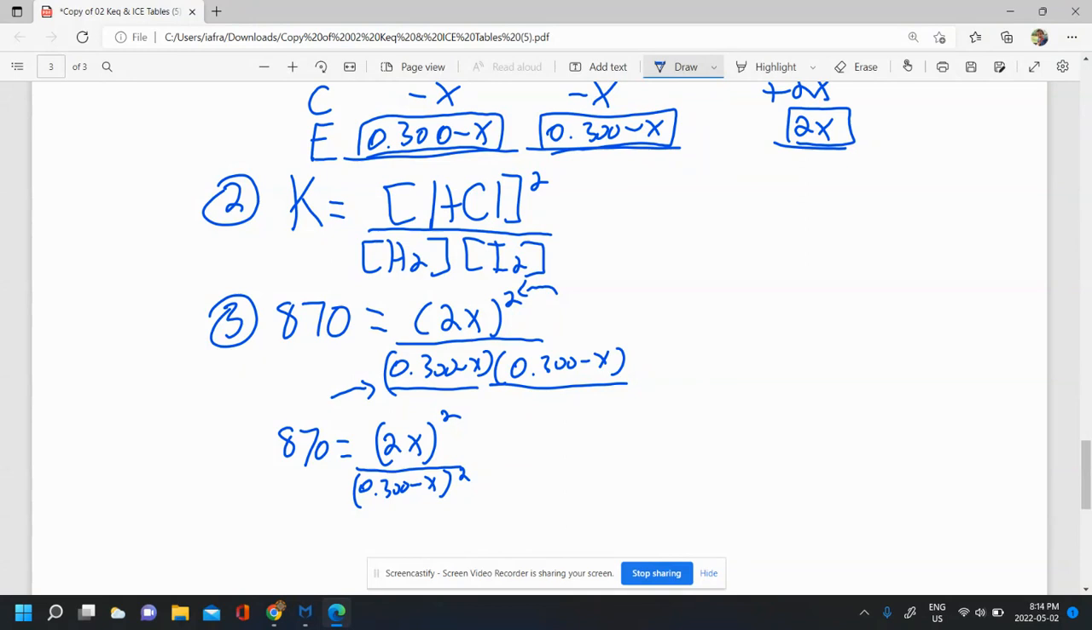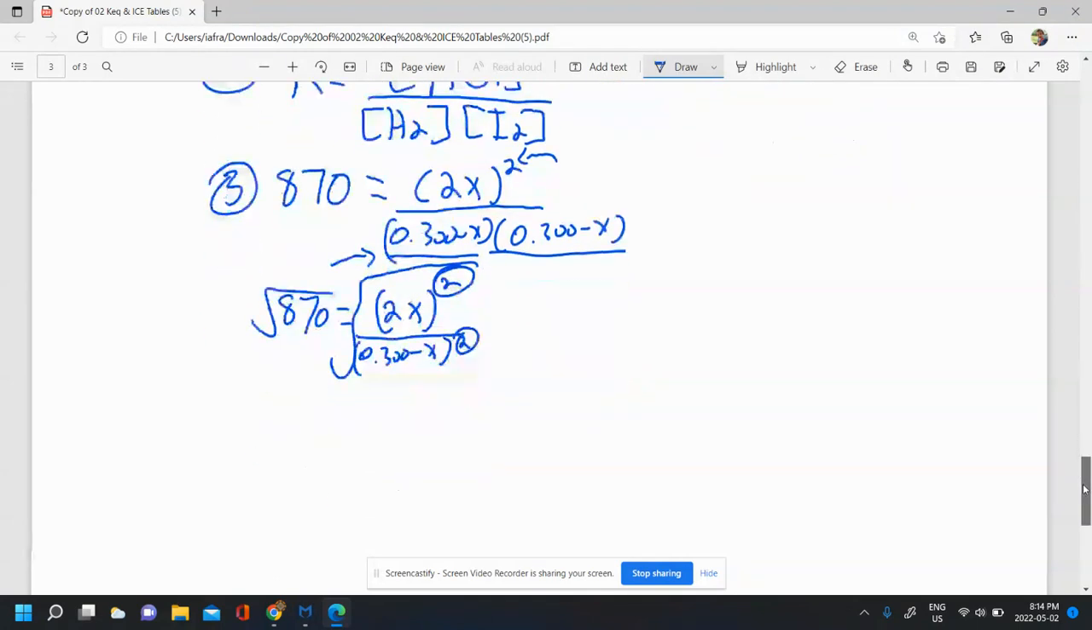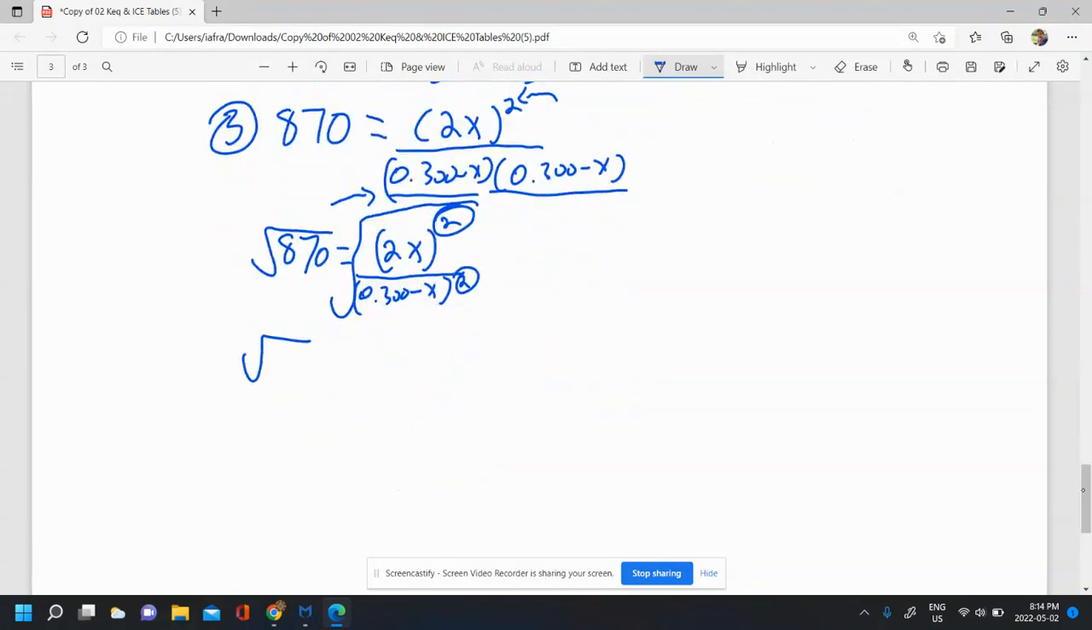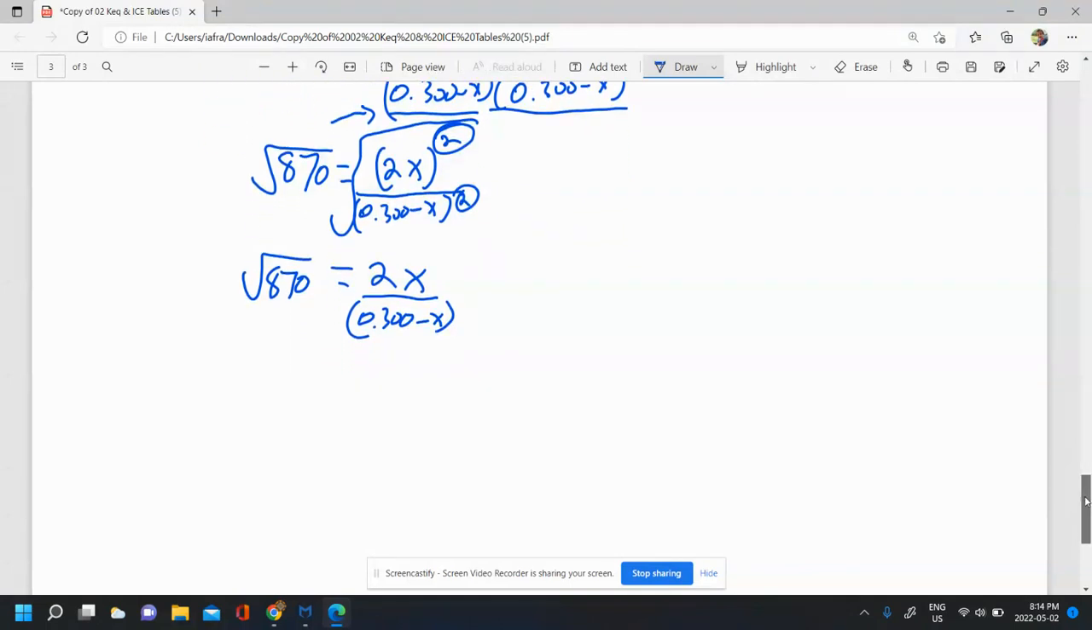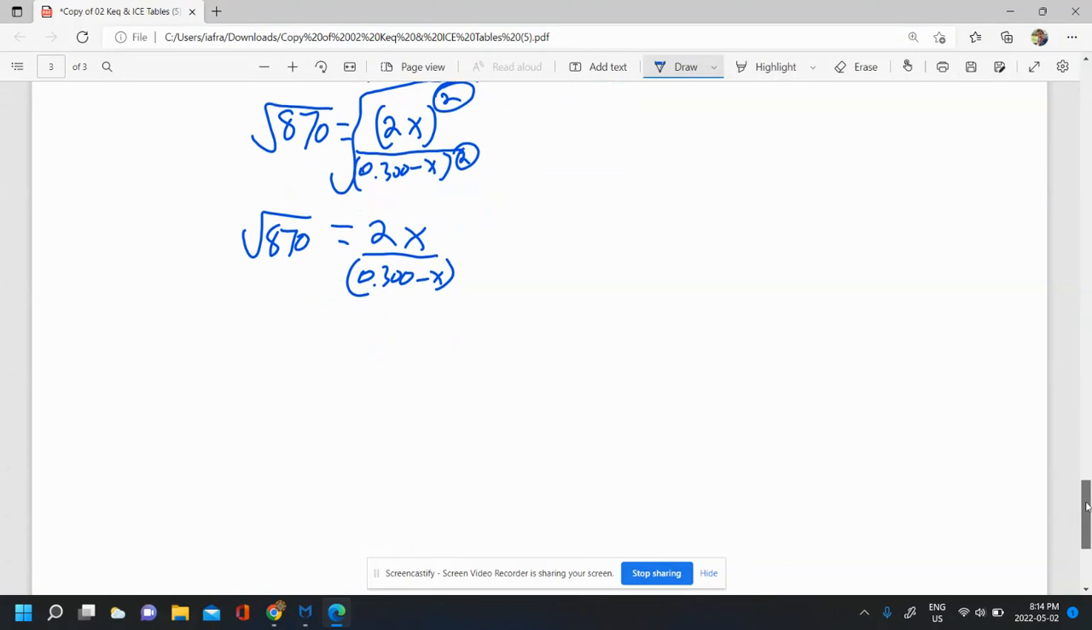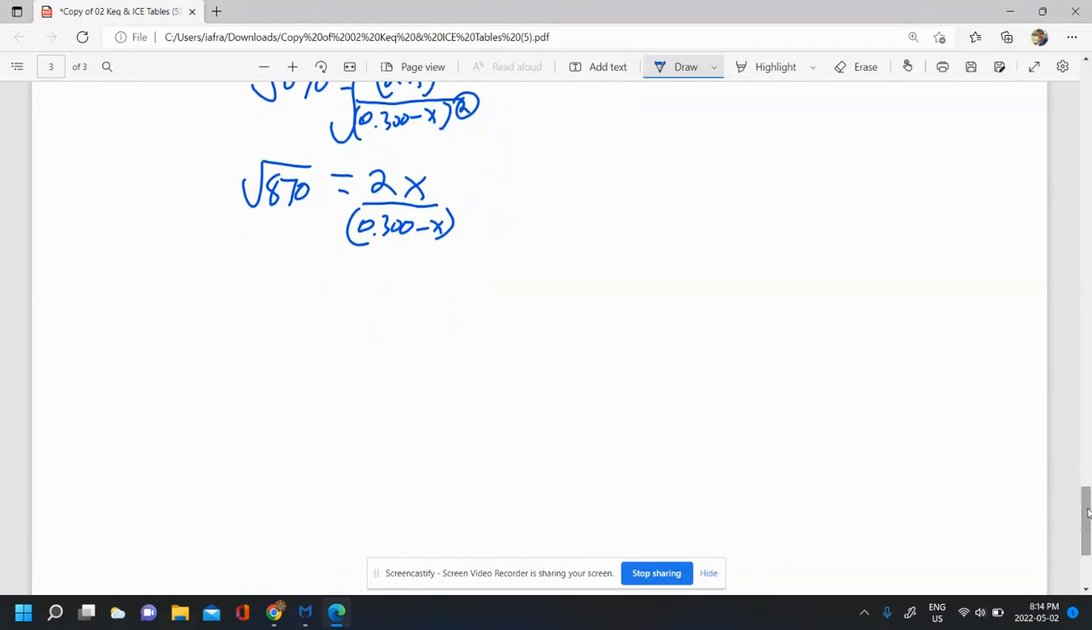And now we can take square roots of both sides. Because this and this are both squared, top and bottom, we can take the square root of this entire thing, and same thing over here. And so what we'll get is the square root of 870 is equal to 2x over 0.300 minus x. And now I can send everything to the other side, distribute, and then solve for x. So it's as simple as that. Let's go ahead and do that.